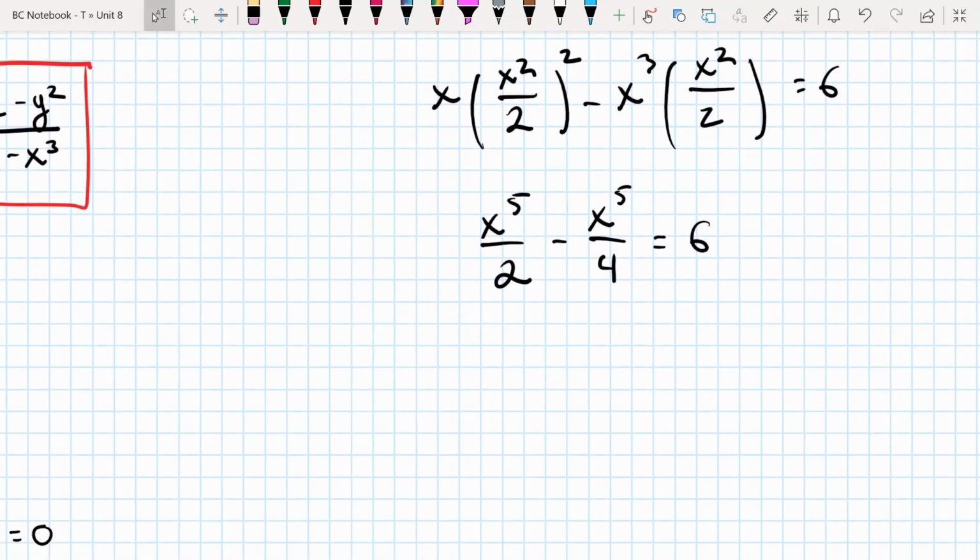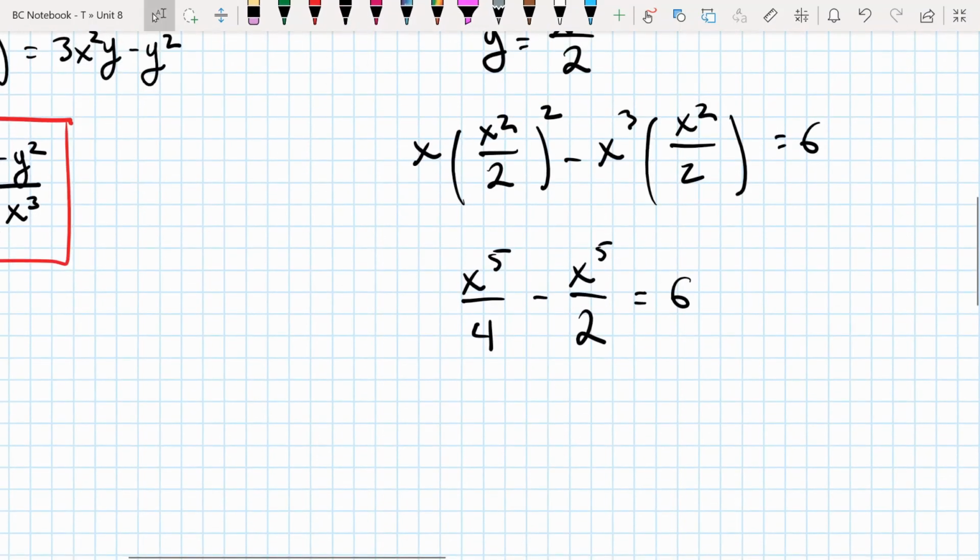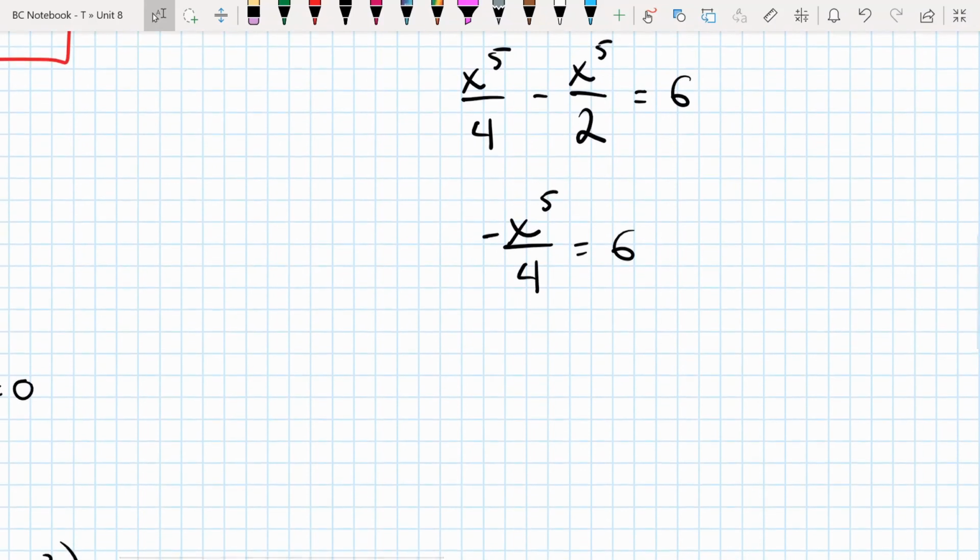Okay? So now if I have a half and I minus a 4th, sorry, I have this reversed. This should be a 4th right here. Sorry about that. Because we're squaring the denominator. So if I have a 4th minus a half, that's going to be negative 1/4. This is negative x to the 5th over 4 equals 6. Okay, almost done. So let's multiply by negative 4. So x to the 5th equals negative 24.